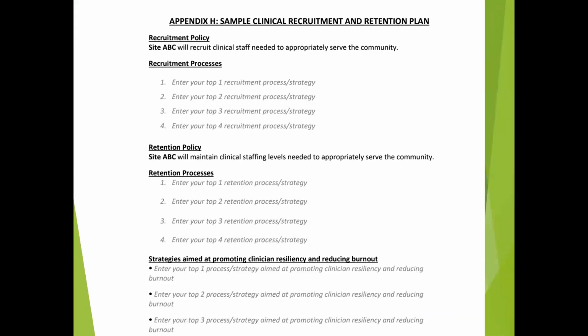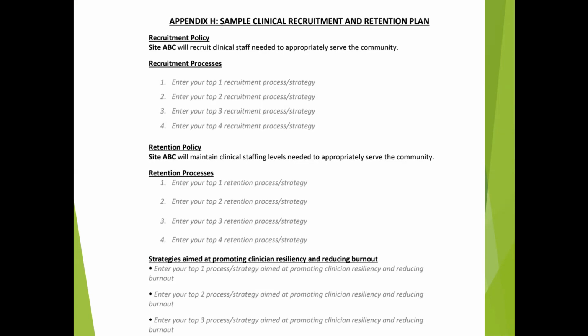So this is an example from Appendix H of the site reference guide. This is just a clear-cut example. Site ABC will recruit clinical staff needed to appropriately serve the community. So you would put in a couple of recruitment processes. What are your top 3 or 4 processes or strategies to recruit, and then also retention? What retention processes and strategies does your organization use? Put them in there.